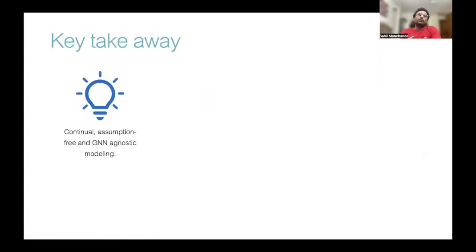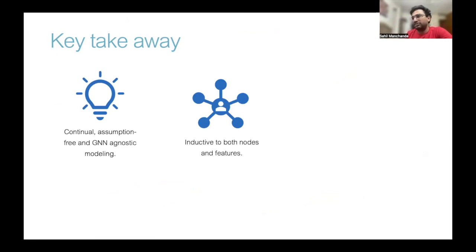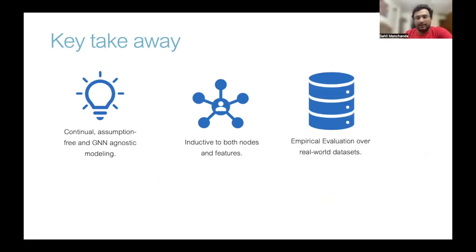So the key takeaway was that we were able to develop a model which is assumption free and GNN agnostic. It can operate with different GNNs, and it can also support continual learning, where your features can keep changing over time, and nodes can keep changing over time. It was inductive to both nodes and features. You can add or destroy nodes, add features, remove features, change the value of the features. We also evaluated empirically on real world data sets, and in many cases it's able to outperform the existing state of the art methods.